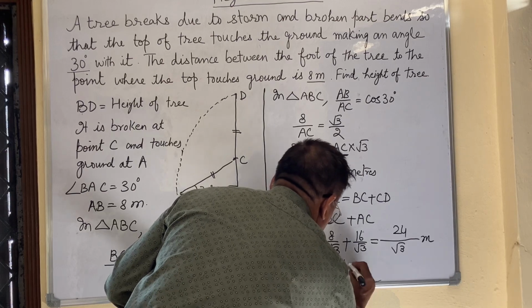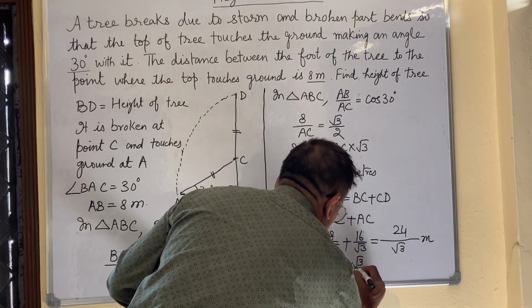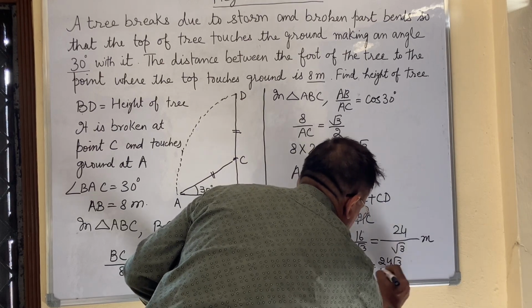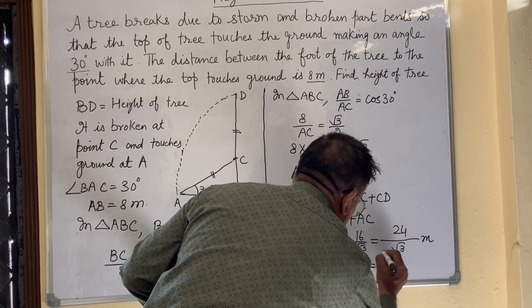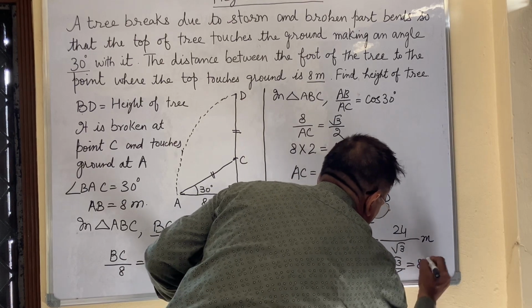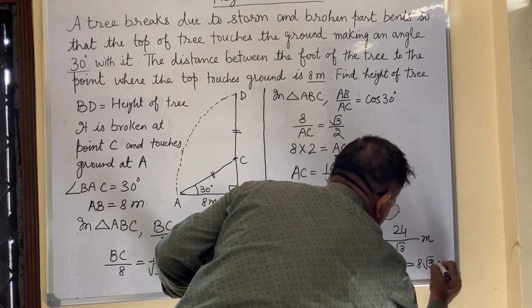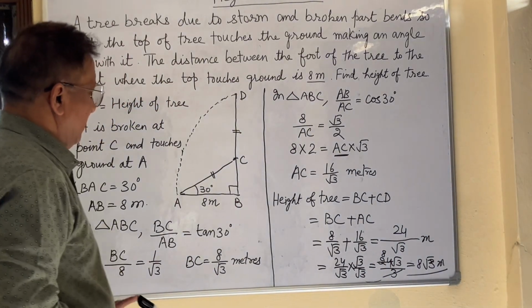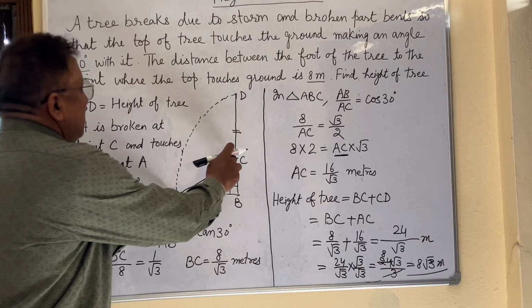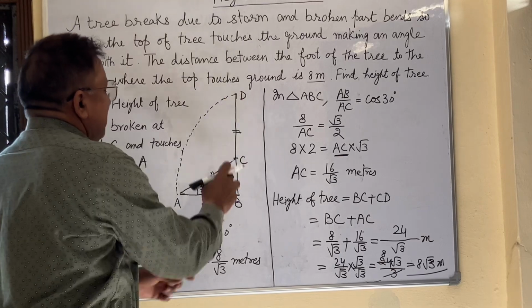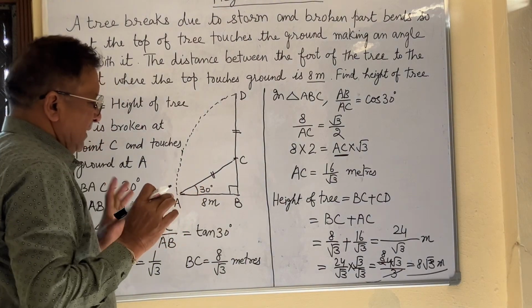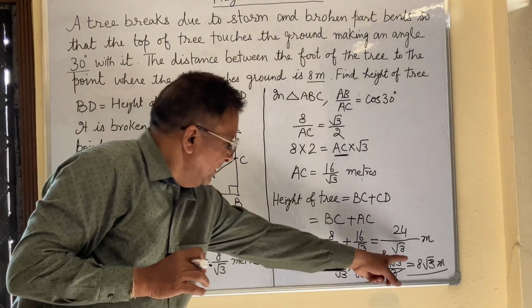24 upon root 3 multiply root 3 upon root 3. 24 root 3 upon 3. Cancel it by 3. 8 root 3 meters is the height of this tree. Please be careful. These distances are same. Instead of CD, we will take AC. And this is the height of the tree, 8 root 3.